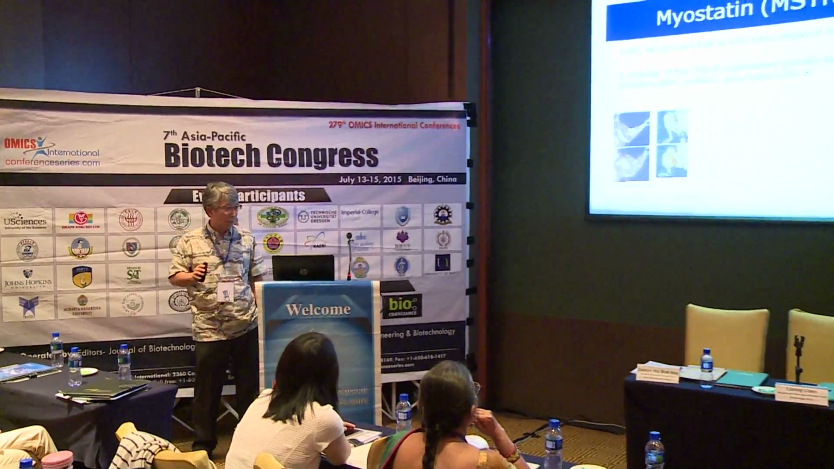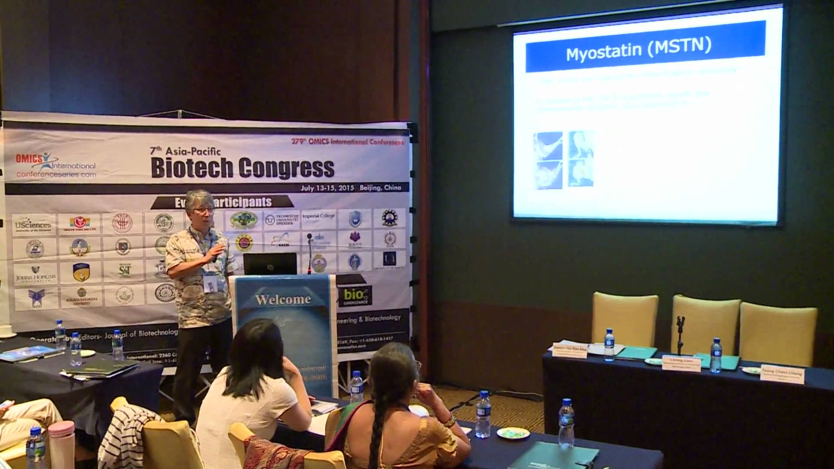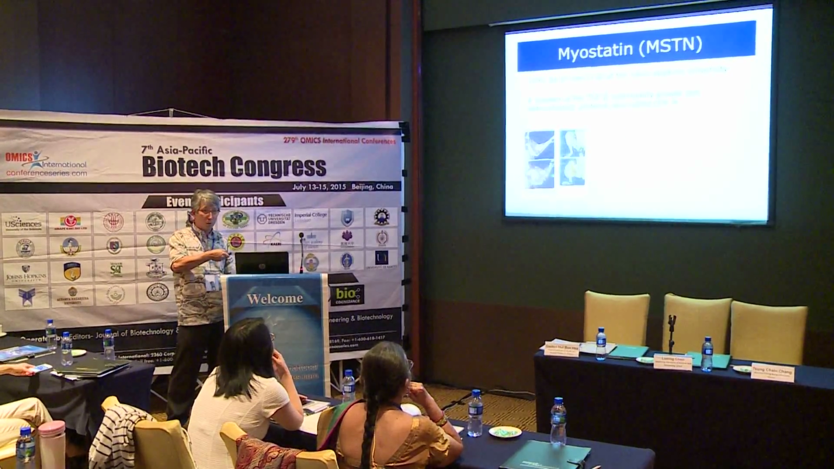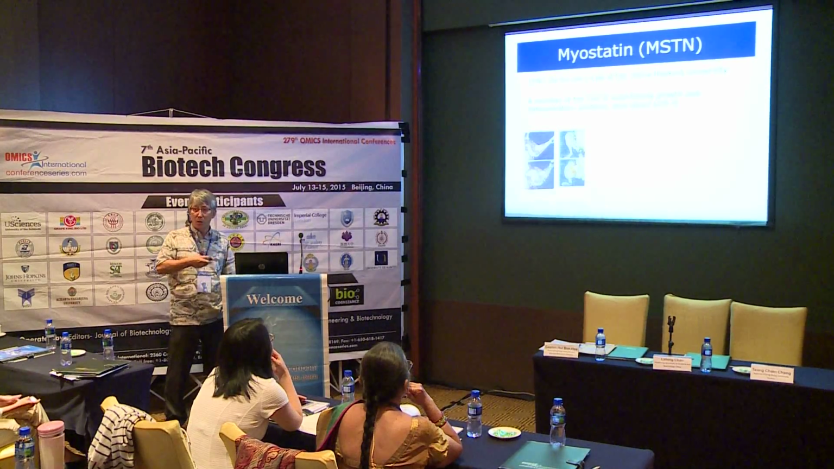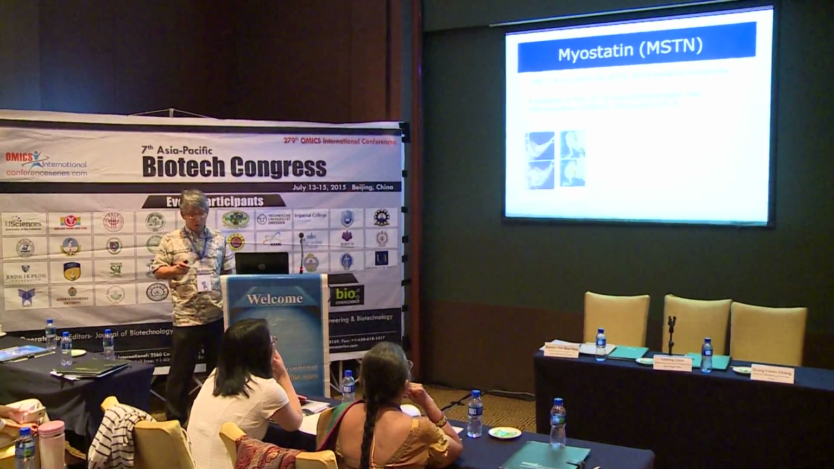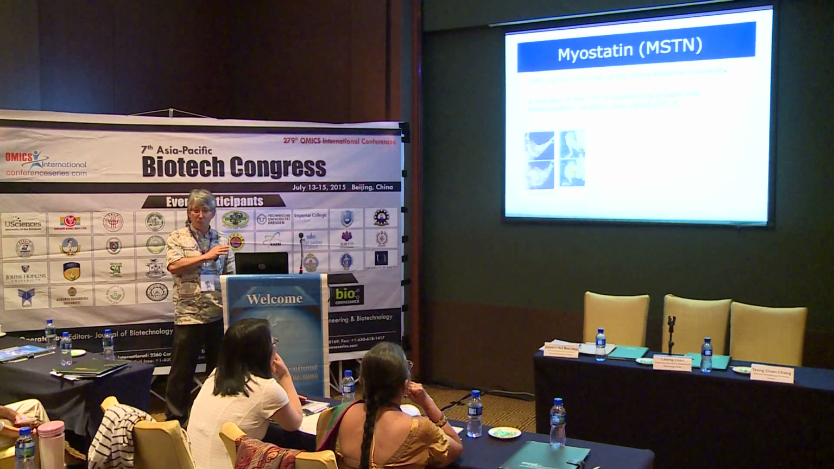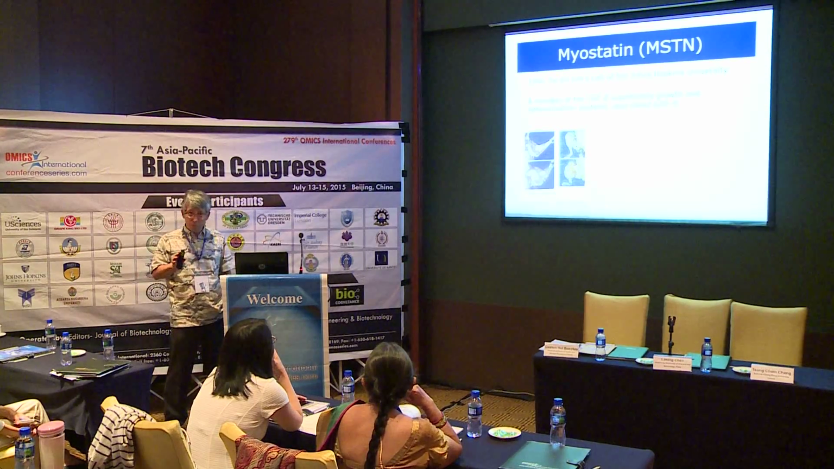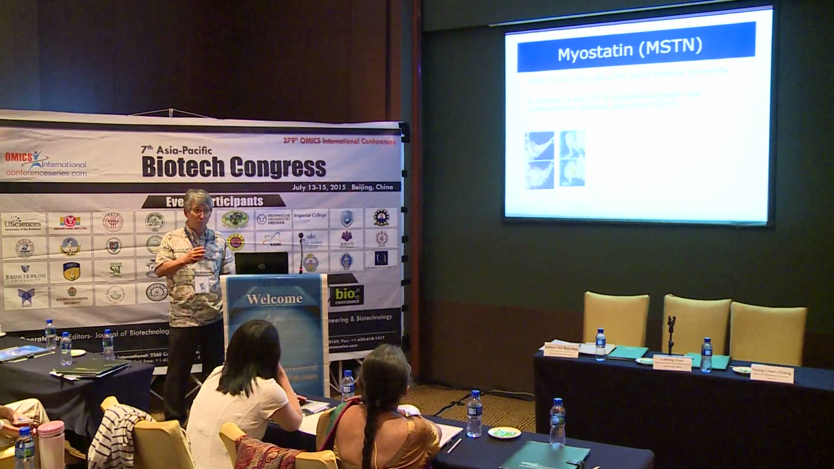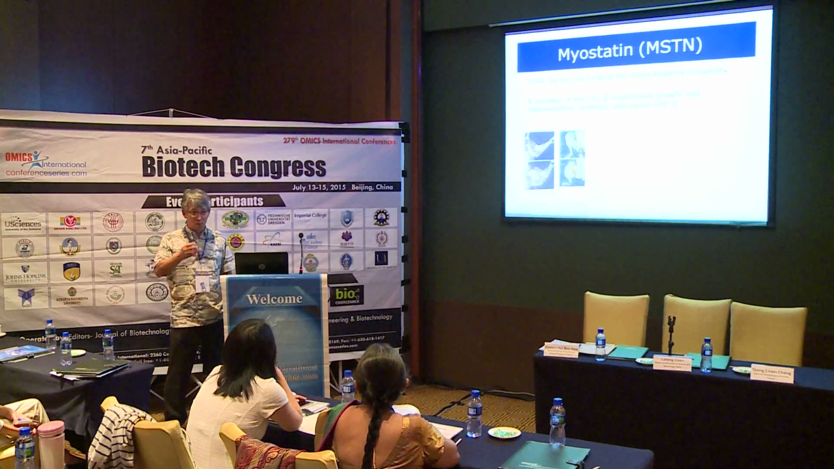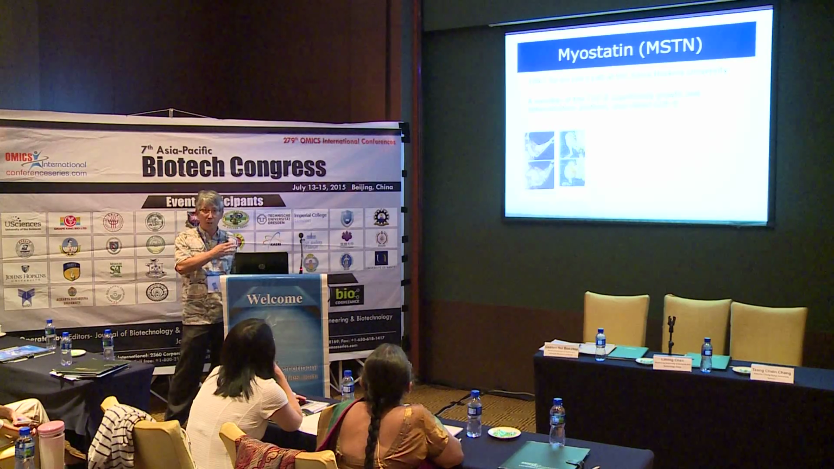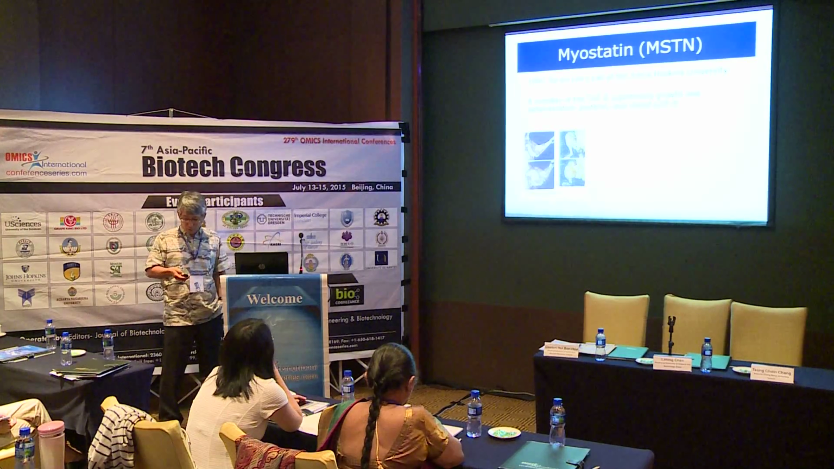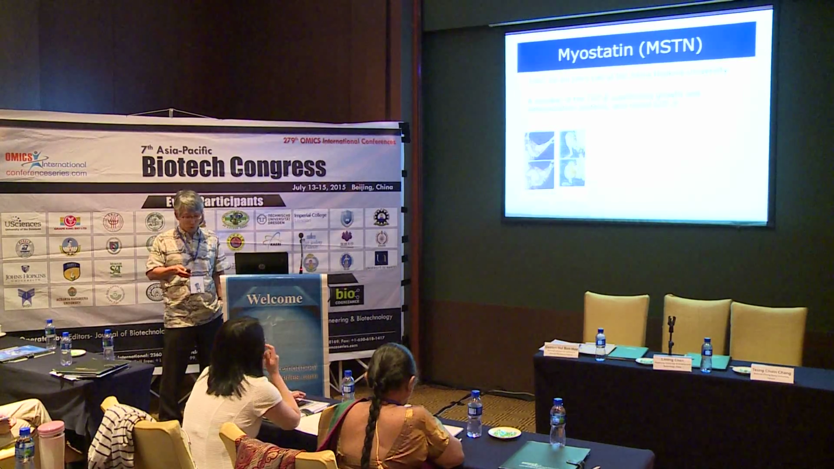So what they did was knock out this gene in mice. And what they found was a super muscly animal, with more than 2 times the muscle mass. So now you can see that the function is suppressing muscle growth and differentiation. So they named it myostatin. Myo means flesh, and statin means stopping.